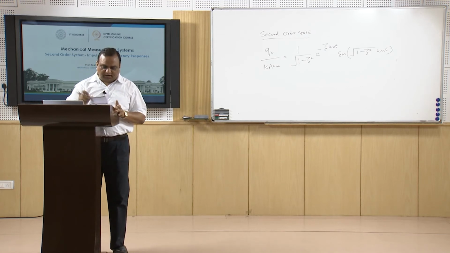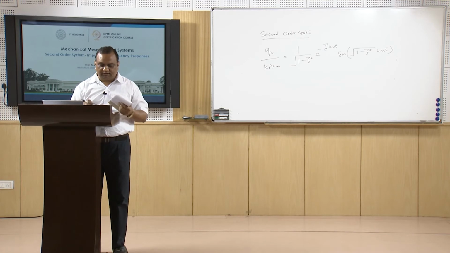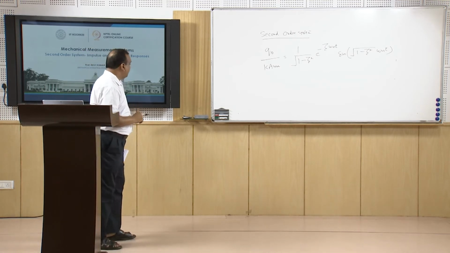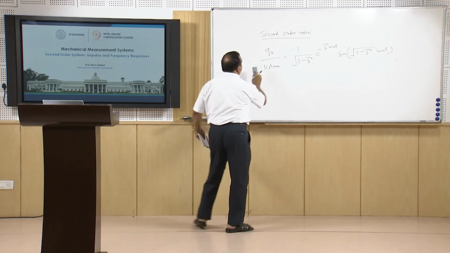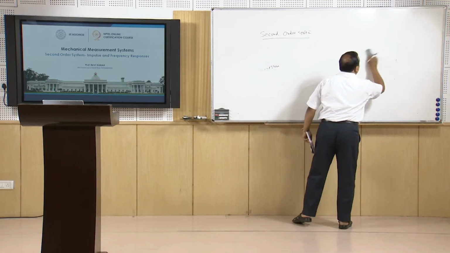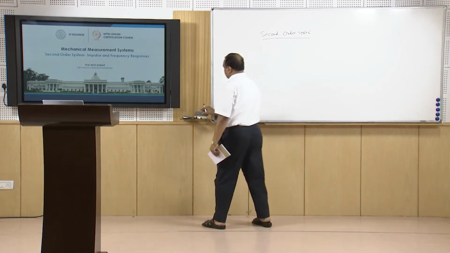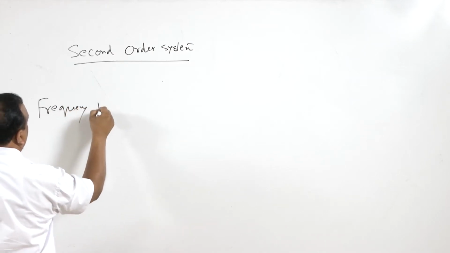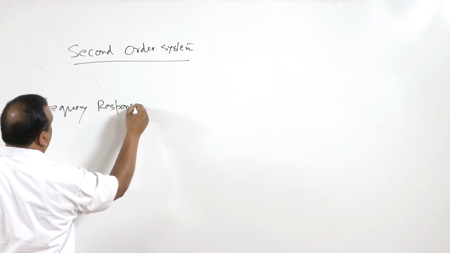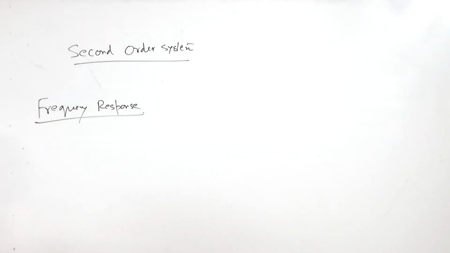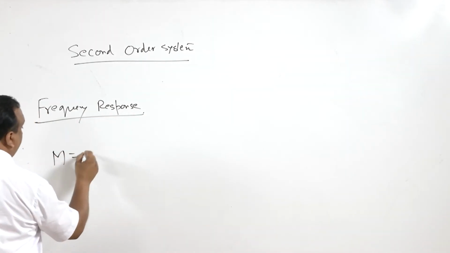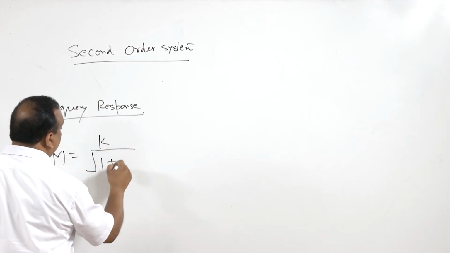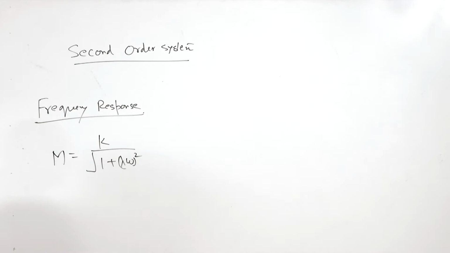Now after this, we will start with the frequency response of second order system, right? Now in frequency response of second order system, for first order system, if you remember, we have taken the amplitude ratio, let us say m is equal to k by under root 1 plus lambda omega whole square. This was for the first order system.